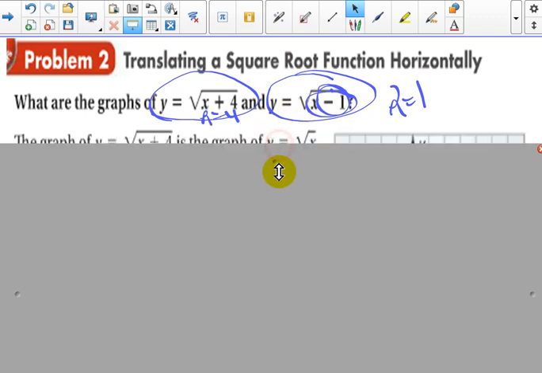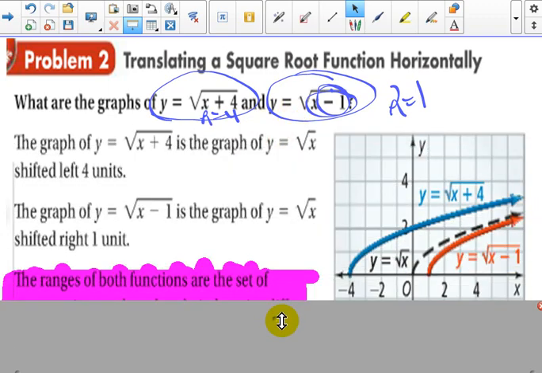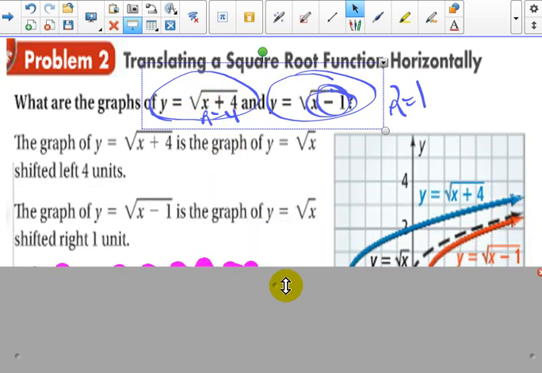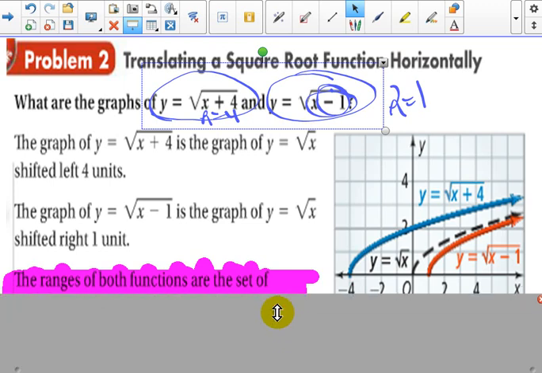So let's graph these. So start off with your parent function again. And this is a little different because we're going horizontal and not vertical now. So we're still going to graph our parent function. It was 0, 0, 1, 1, and then it was 4, 2, and 9, 3, but we don't go that far. It would be off the charts over here. So here's our parent function. I'm doing it in blue right there.